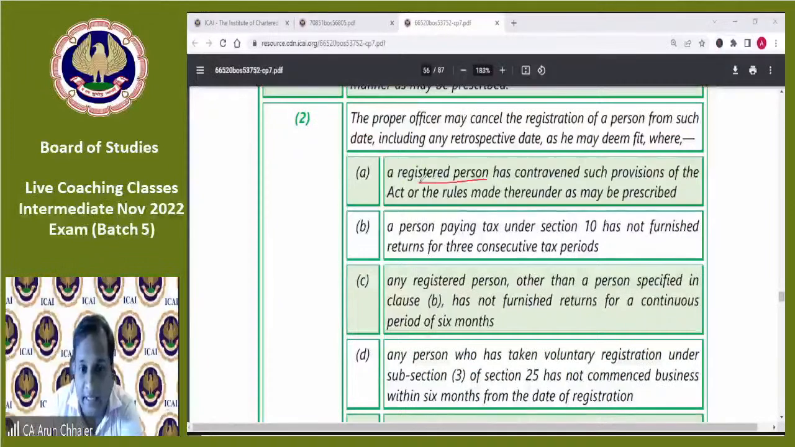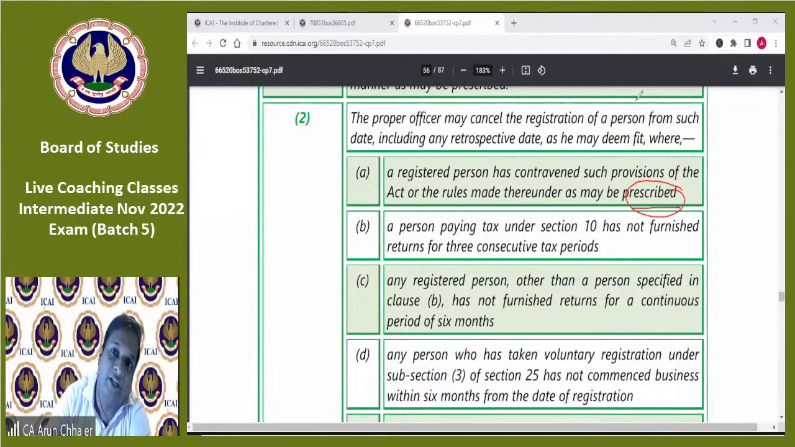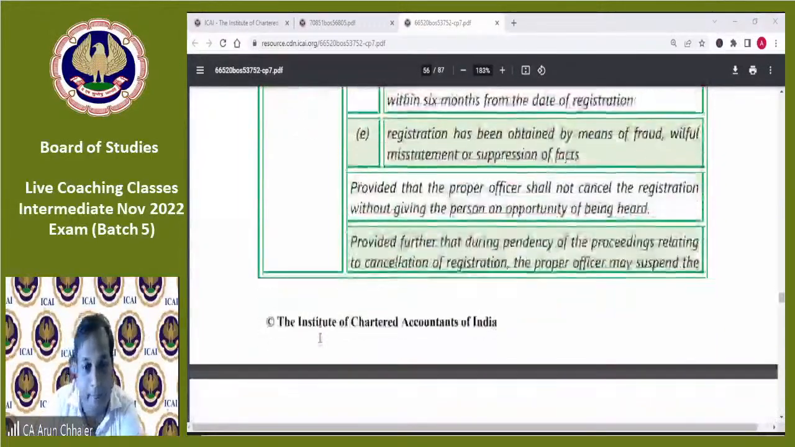They are saying the registered person has contravened such provision, not all the provisions, such provision as may be prescribed. So for that, we need to refer to rule 21. Which rule do we need to refer to? Rule 21. So rule 21 talks about the list of compliances which, if not fulfilled, if contravened, then the officer has the right to cancel the GST number.